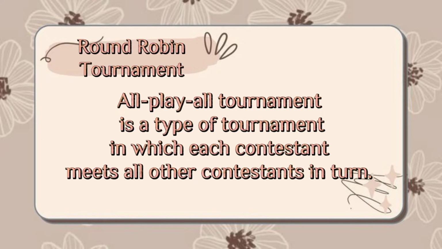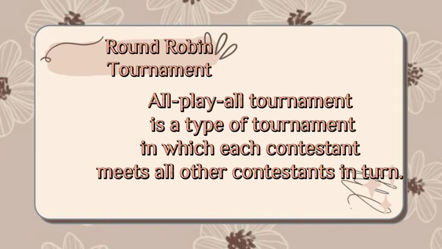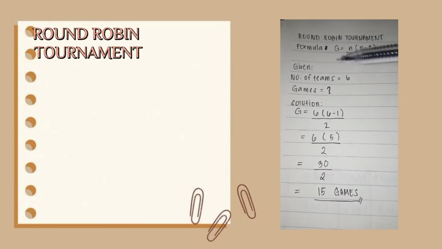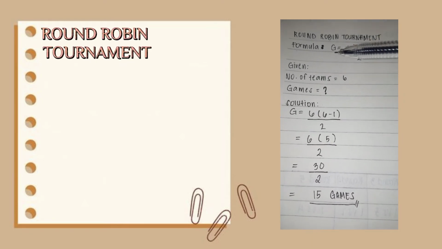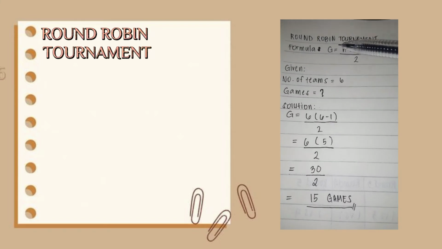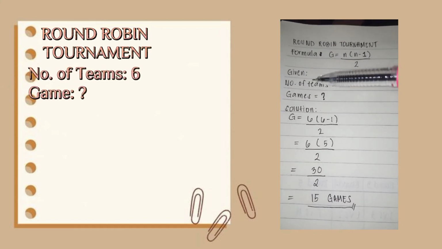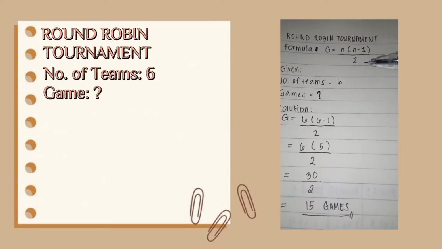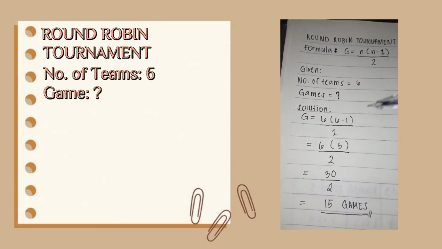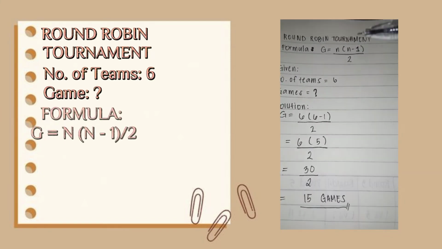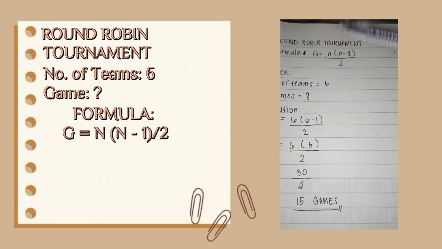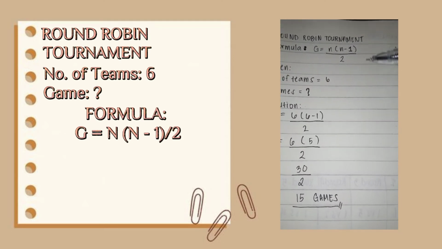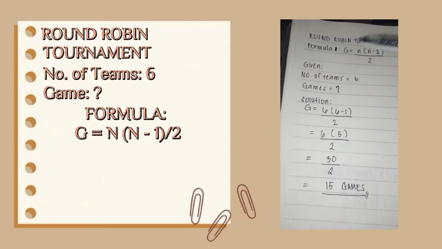As we all know from the round robin tournament, it actually gives the players a chance to play with the other teams. This means that the only winner for this kind of tournament would be the team that has the most wins. So, when we solve for the round robin, here is the formula: games equals number of teams, open parenthesis, number of teams minus 1, close parenthesis, divided by 2.